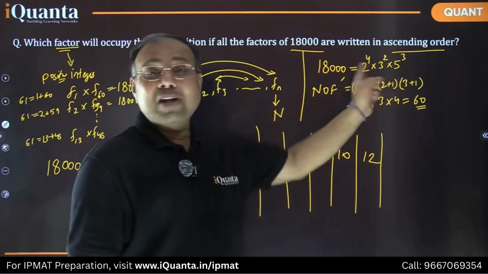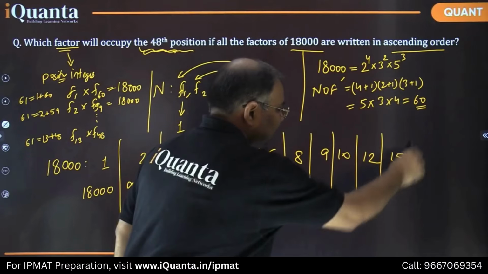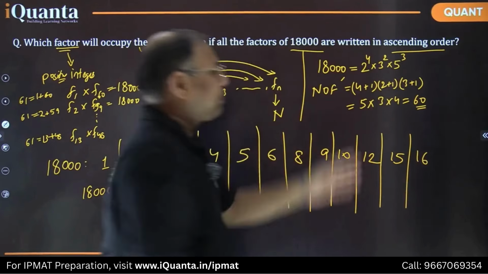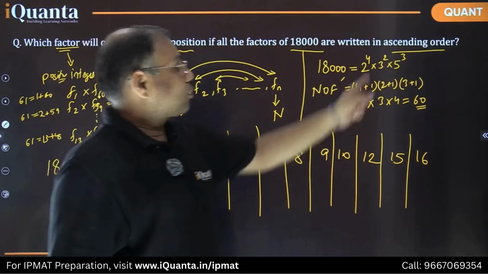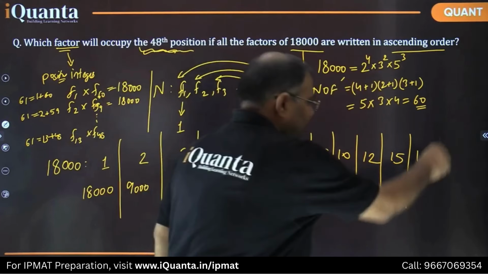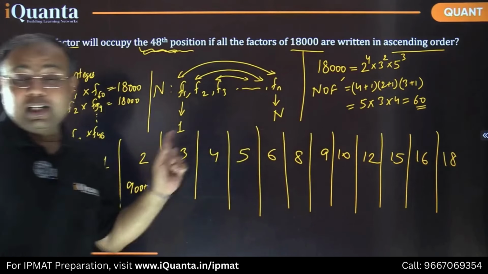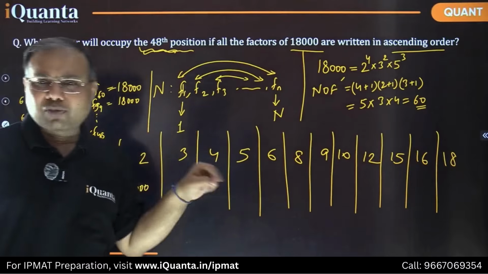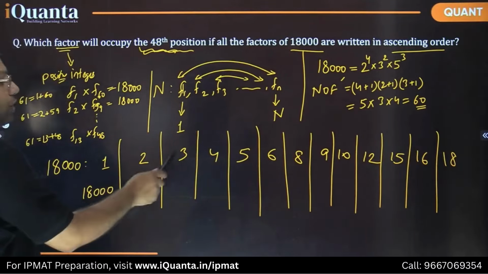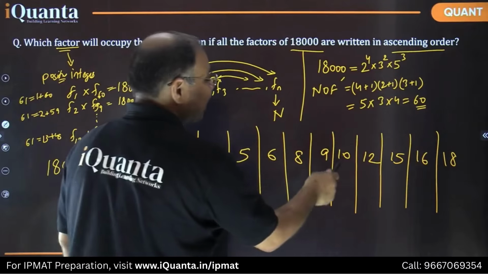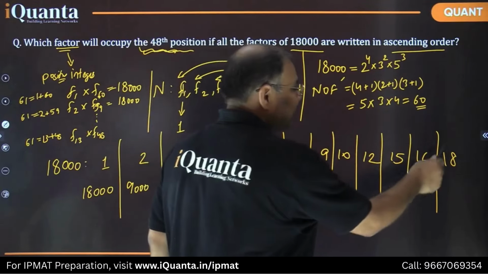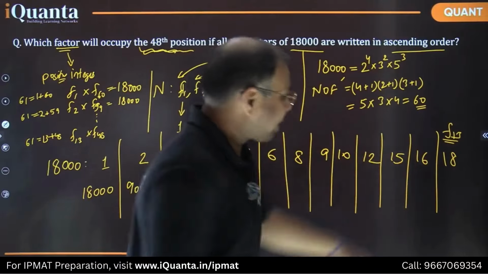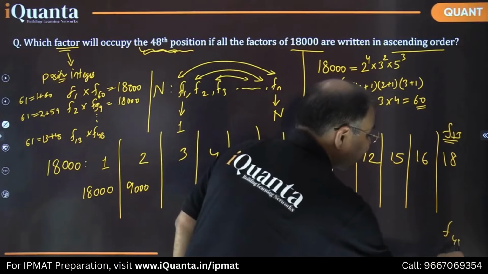15, yes, 3 into 5 will make 15. So 15 is a factor here. 16, yes, 2 power 4 is 16, so 16 is also a factor. 17 is a prime number, that doesn't divide this number. 18, yes, 3 square, 9 into 2, 18, 18 is a factor. Let me count. We were to look for the 13th factor, remember? So the 13th factor we were to find out, and the corresponding factor will be the 48th factor. Let's count. 1, 2, 3, 4, 5, 6, 7, 8, 9th, 10th, 11th, 12th, and 13th. Bingo, we got it. So this is the 13th factor, and its corresponding factor is going to be the 48th factor which we are looking for.